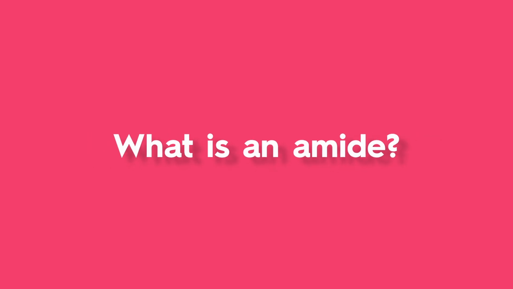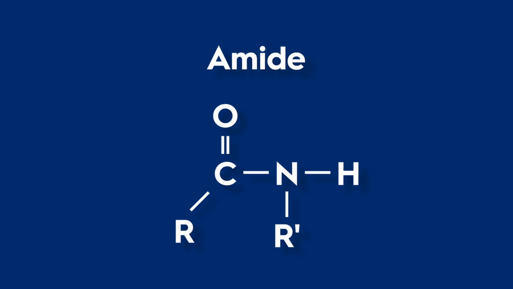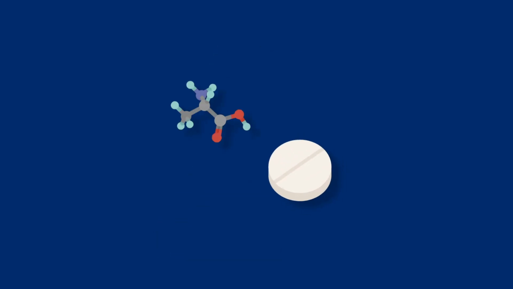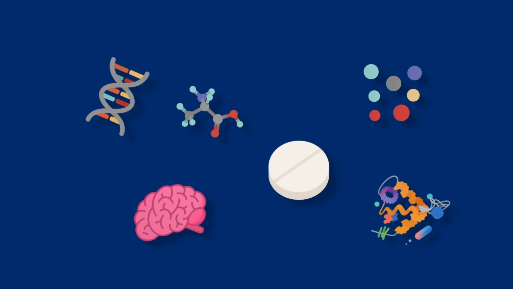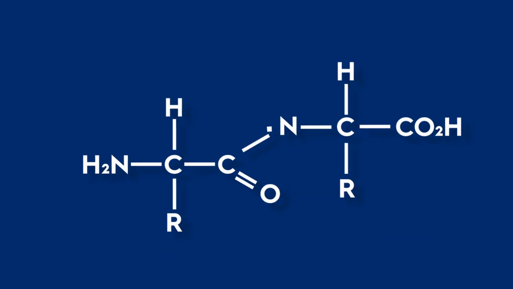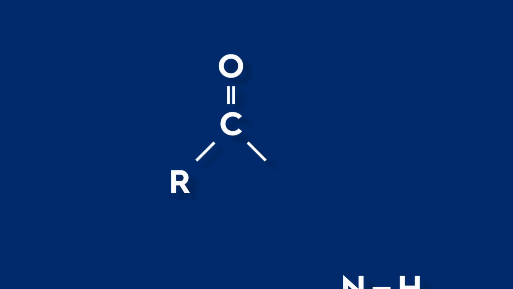Let's start with the basics. An amide is a functional group where a carbonyl sits directly next to a nitrogen. They show up everywhere in biology, most notably as the peptide bonds that link proteins. So, what makes amides special?